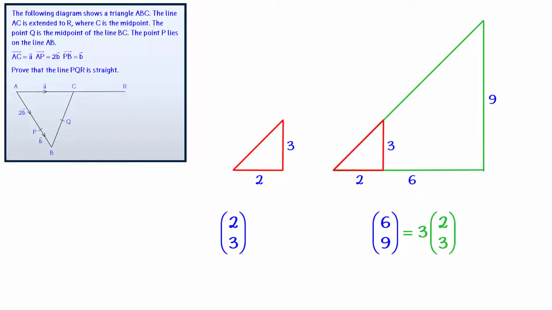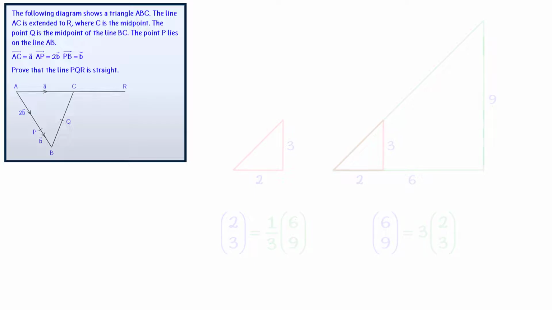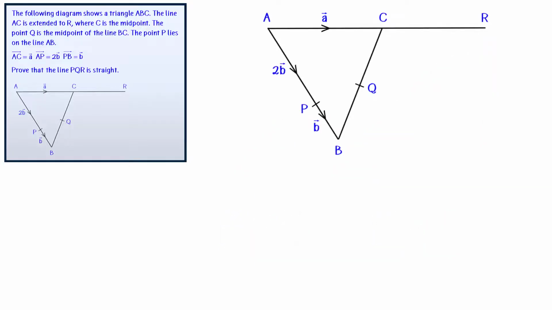But you can also say that the vector (2, 3) is itself a scalar multiple of the vector (6, 9) by multiplying the x and y components by a third. So in other words, the vector (2, 3) is equal to a third times the vector (6, 9), and so they're parallel. But in this particular example, we don't know the actual x and y components of the vectors. We're just told that the vectors are a, b, and 2b. But it doesn't matter, as we're still able to express these as multiples, as we shall now see.